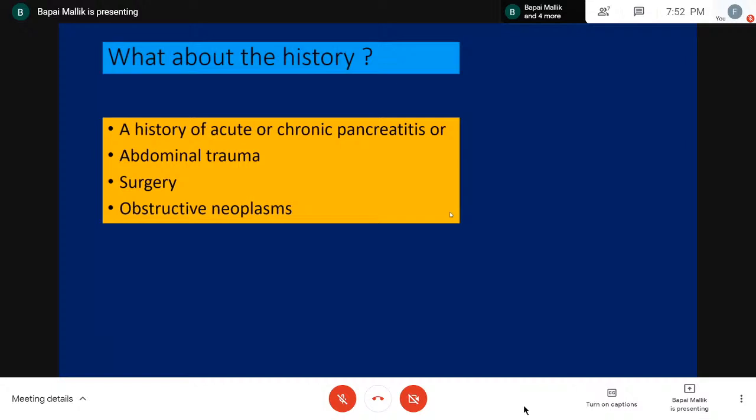If there is a history of acute or chronic pancreatitis, it may help you with the diagnosis of a pseudocyst. Similarly, history of abdominal trauma, surgeries like those related to the stomach. Partial gastrectomies are often associated with pseudocysts, as is the presence of obstructive neoplasms. All these are important parts of the history sheet.